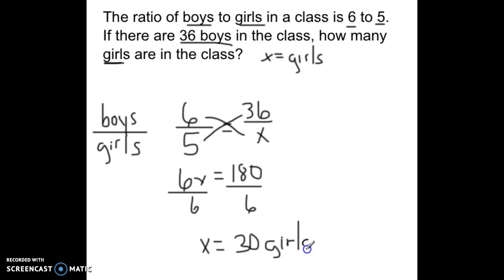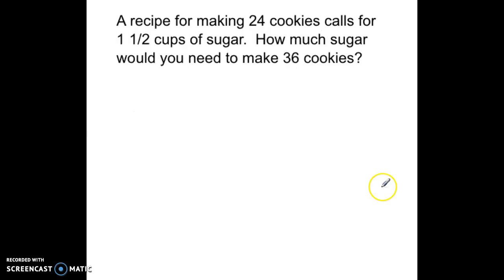You can solve a lot of problems using proportions. So that's something to remember as you go through and you're trying to work problems later on in the year. If you don't know what to do, try setting up a proportion. Okay, let's look at another problem.